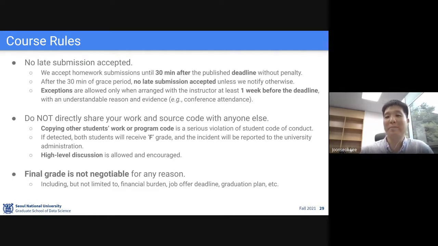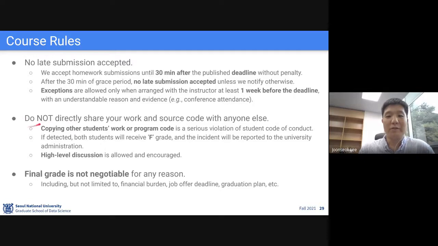But this is not for the very last minutes. So some reasons, like you cannot work on the very last day only, that's not a good reason to get an exception. In that case, you have to do that before that, okay?